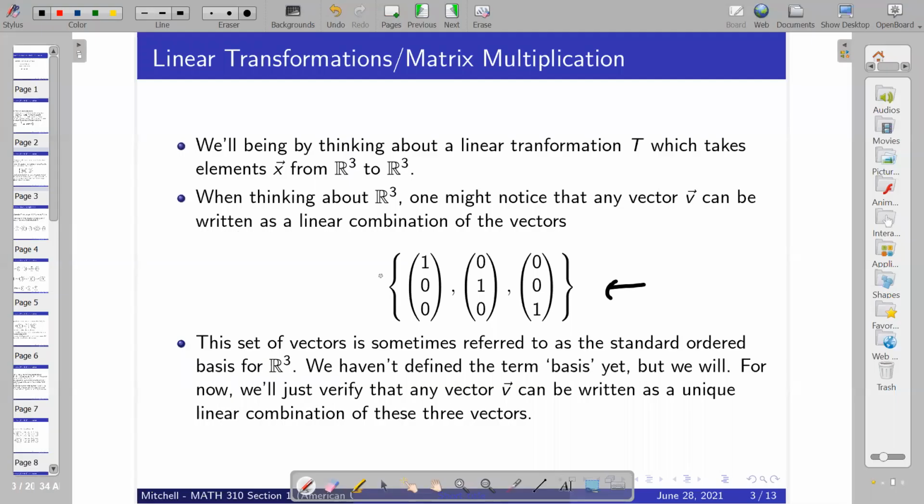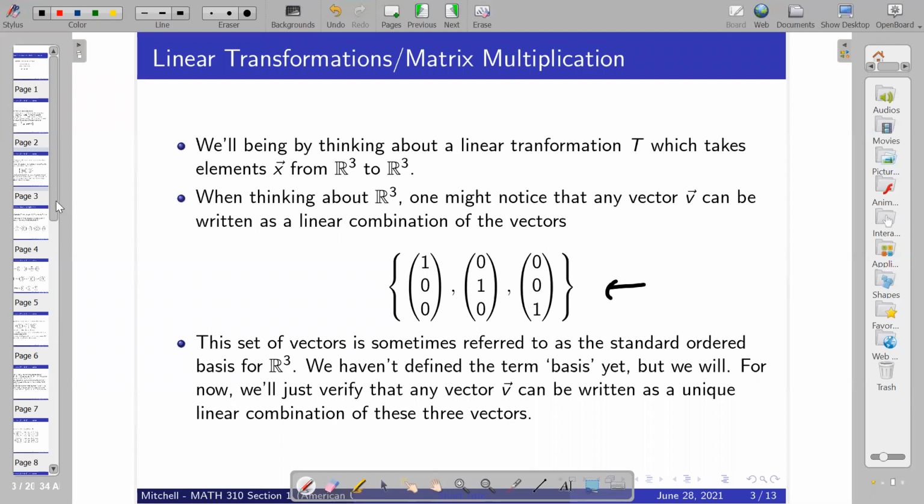I feel like I have to actually show this. So this is sometimes called the standard ordered basis. This is the basis that people are usually thinking about when they're thinking about R3. 1, 0, 0 represents the x-axis. That's the way most people want to think about it. 0, 1, 0, usually people think about that as representing the y-axis. 0, 0, 1, people think about that as representing the z-axis. And so anything on the x-axis can be written as a multiple of 1, 0, 0. Anything along the y-axis can be written as a multiple of 0, 1, 0, and so on.